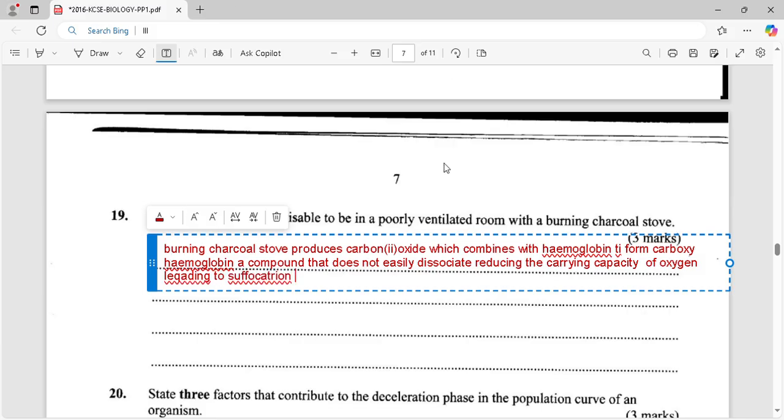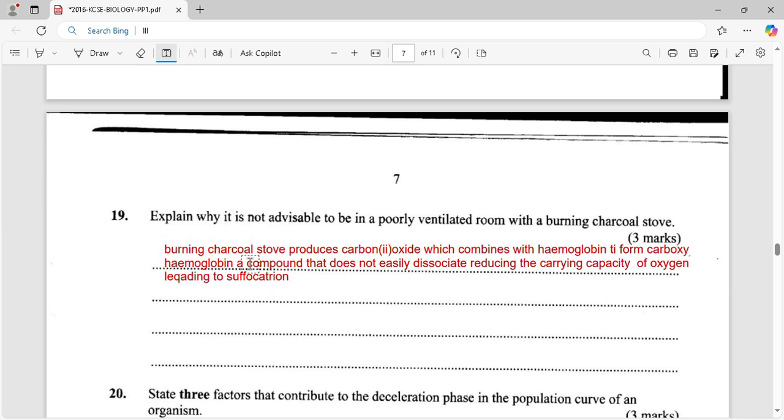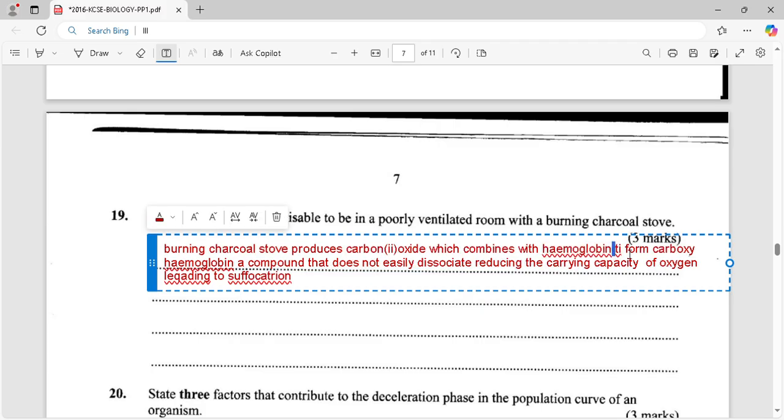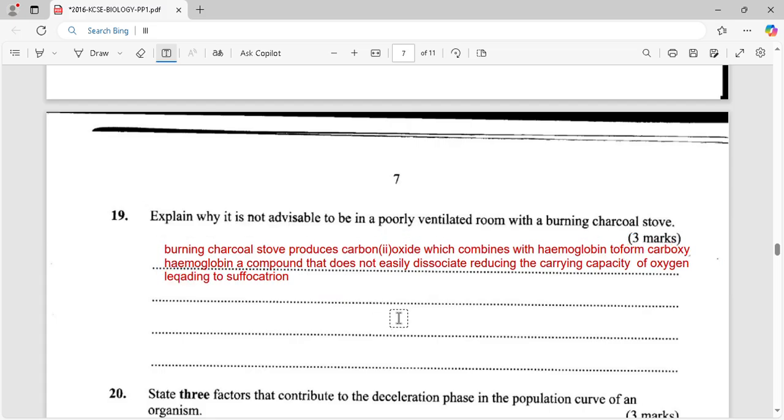So when this question is being marked, there are several things that will be looked at. We say a burning charcoal stove produces carbon 2 oxide. Carbon 2 oxide must be there, not carbon 4 oxide. A burning charcoal stove produces carbon 2 oxide, which combines with hemoglobin to form carboxyhemoglobin, not carbaminohemoglobin. Carbaminohemoglobin is formed by carbon 4 oxide, not carbon 2 oxide. So here you form carboxyhemoglobin, a compound that does not easily dissociate, reducing the carrying capacity of oxygen, leading to suffocation. You score your 3 marks.